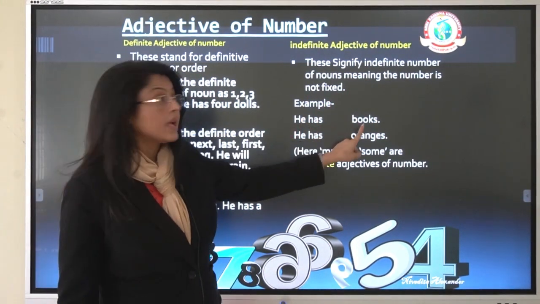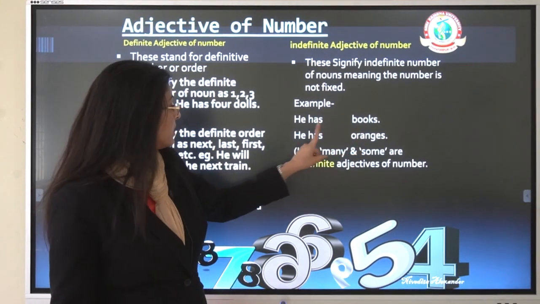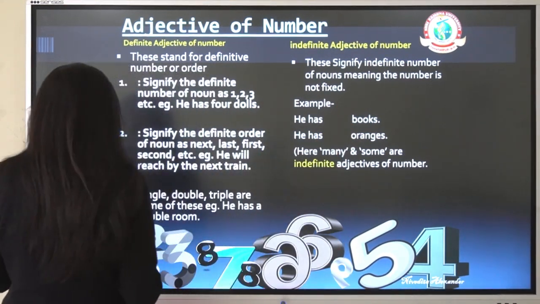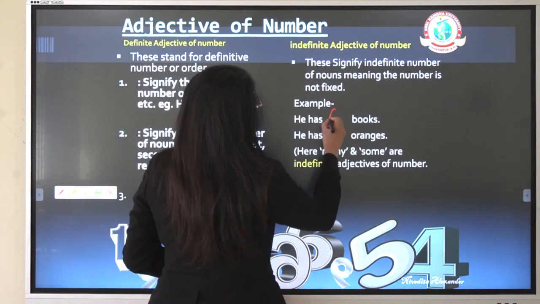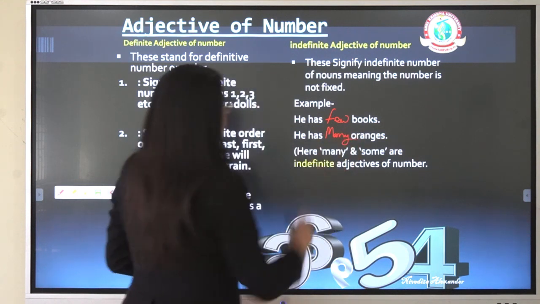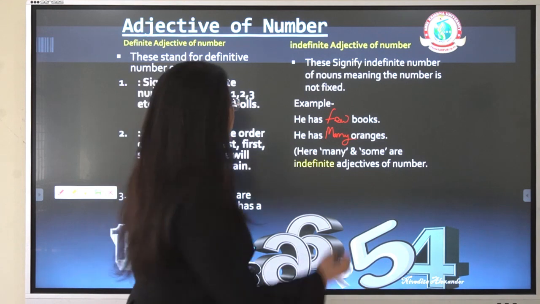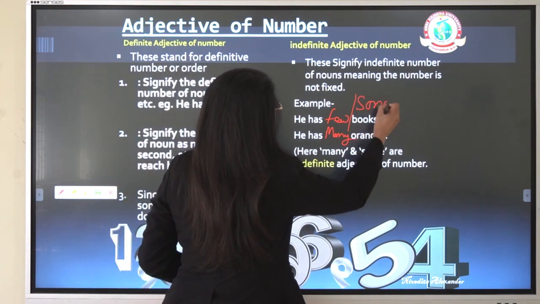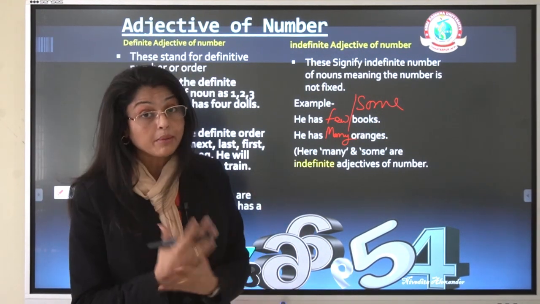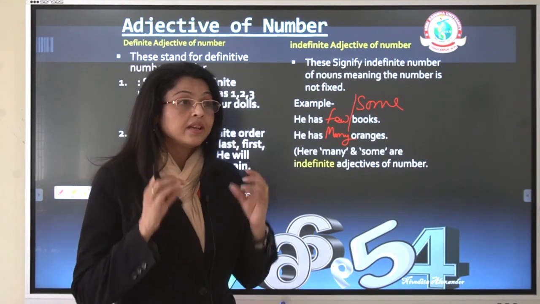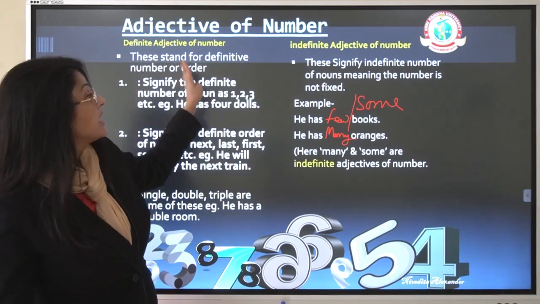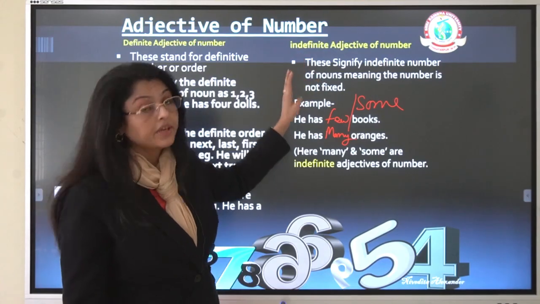He has books. Now, how many books he has, you do not know. He has oranges. How many oranges? So how can you describe this? He has few books. He has many oranges. So here, many or some, anything. You can write some also. He has some books. Right? So many and some are the adjectives of number which are not specifying the exact number, how many are they. So this is the difference between the indefinite adjectives of number and definite adjectives of number.